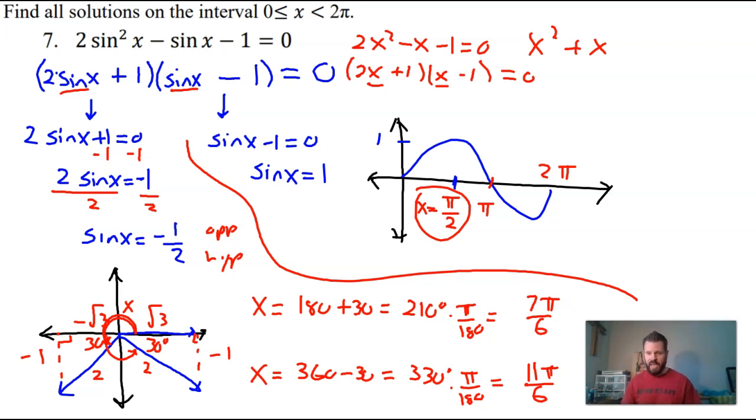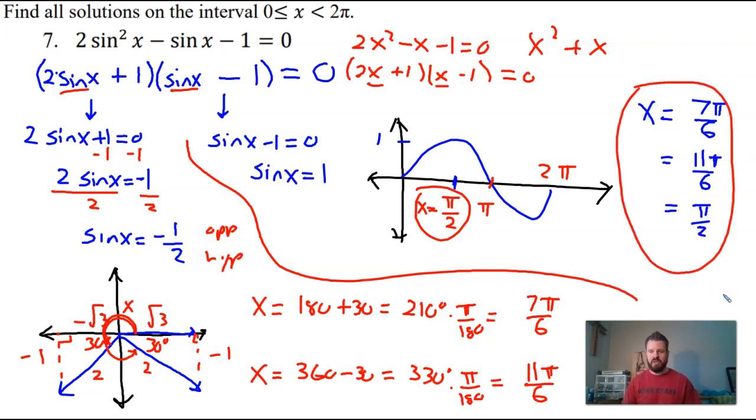Okay, so final answer then, we'll say x is equal to 7 pi over 6, 11 pi over 6, and pi over 2. All right, there's all my solutions from both factors. We're talking between 0 and 2 pi, so we're not worried about adding any 2k pi's or anything like that to it.